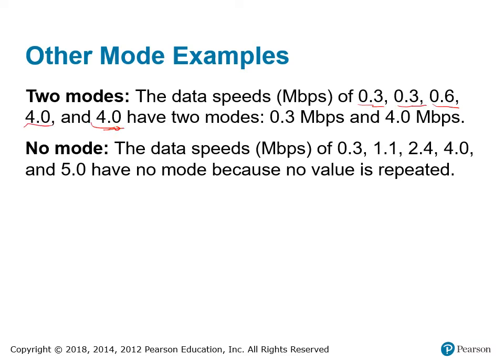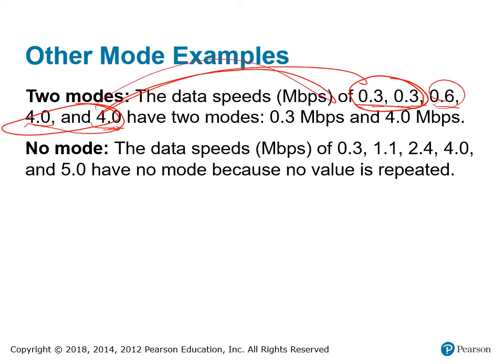If we changed it to say, let's say our data speeds are 0.3, 0.3, 0.6, 0.4, and 4.0 and 4.0, well, in that case, 0.3 occurs twice, 4.0 occurs twice, 0.6 only occurs once. So the ones that occur the most are these two right here, and therefore we would have two modes, 0.3 and 4.0.